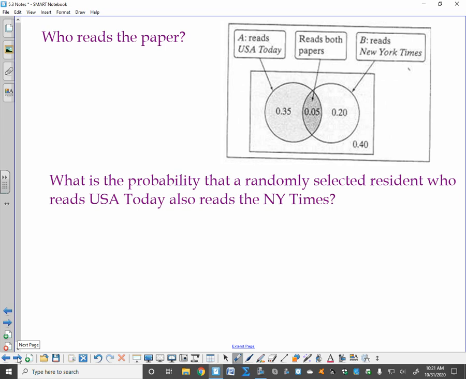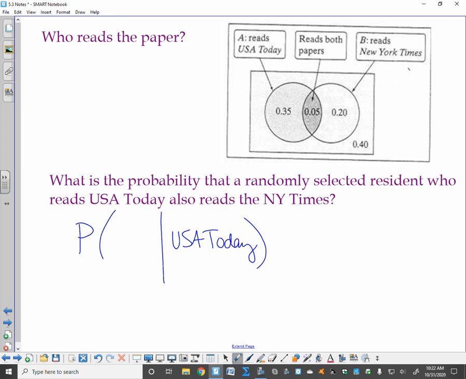Okay, we did this problem on the USA Today and the New York Times, and there's our Venn diagram. It says, what is the probability that a randomly selected resident who reads the USA Today also reads the New York Times? Now, when you read that, you've got to stop reading it like you're just reading a question. You have to read it like a statistician. What is the probability that a randomly selected student who reads the USA Today? So what I see, that's my given. What is the probability that a randomly selected student who reads the USA Today also reads the New York Times?